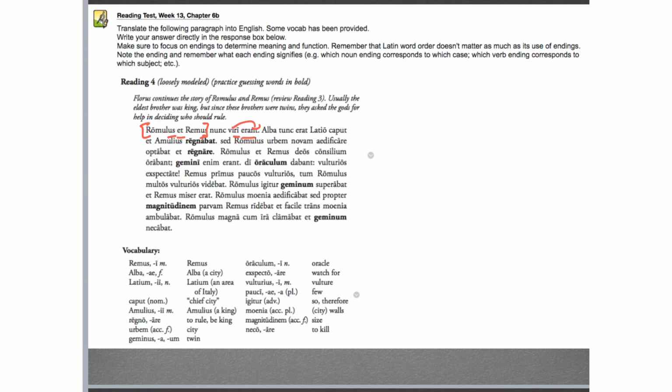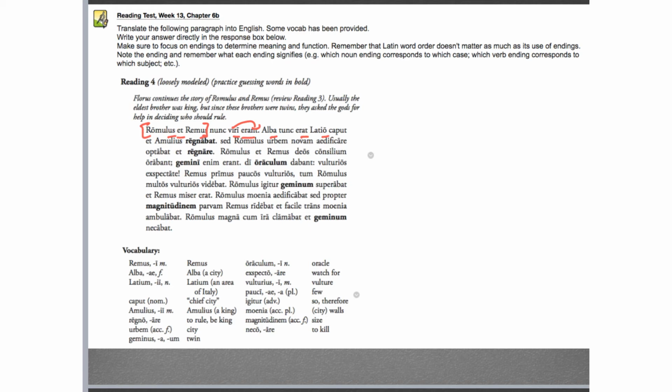All right. So alba tunc erat latio, caput et emulius regnabat. All right. So alba's on its own as a nominative. Latio is either a dative or an ablative, but given that I have a verb to be, there's a good chance it's going to be dative. All right. Et emulius regnabat. So that et is a conjunction, and then emulius regnabat seems to go well on its own.